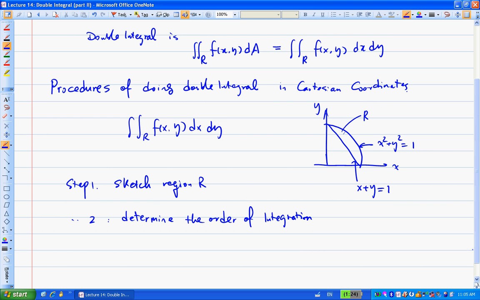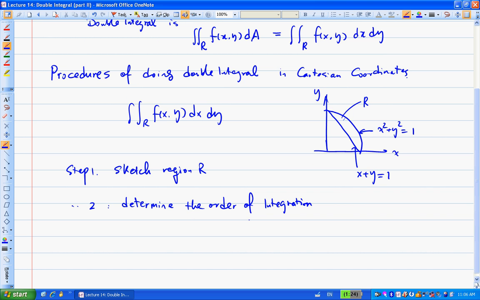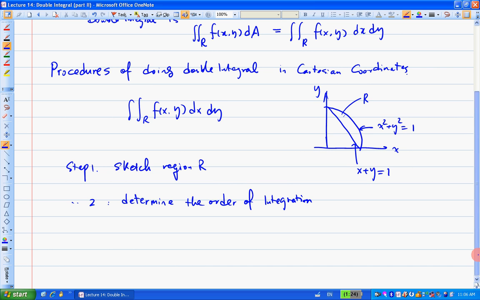Okay, determine order of integration. As we showed you last lecture, you can either integrate x first or integrate y first. That's basically the meaning here. I'm going to show an example. The order of integration sometimes matters. Sometimes it saves you computation time, while the other order will probably be more complicated. For this particular case, I'll show you here.